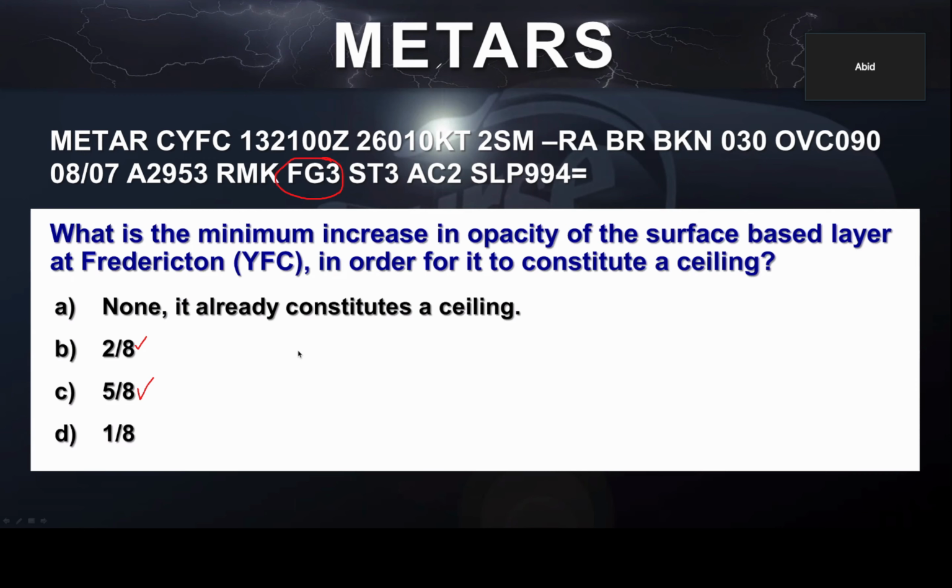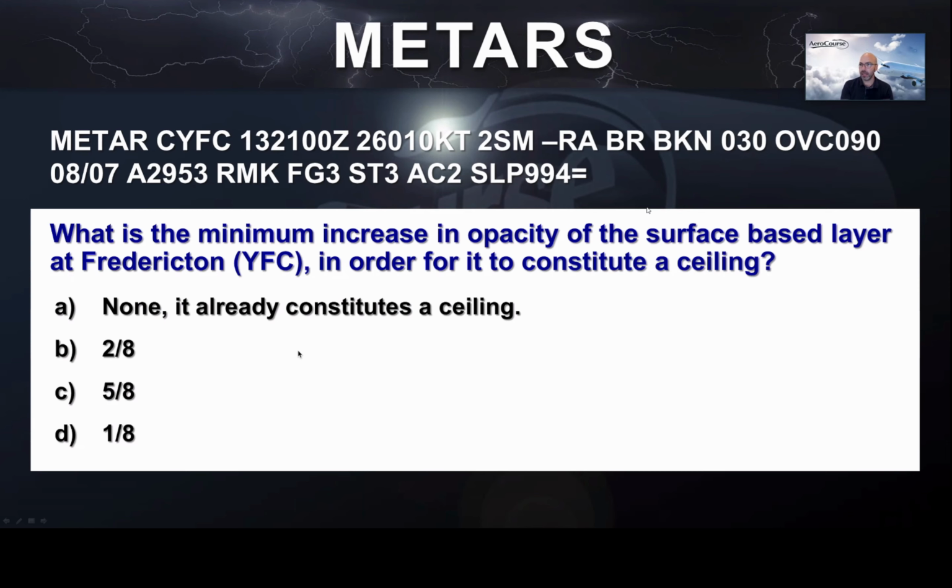To constitute a ceiling. Yeah. Okay, why does it need 8 octaves to constitute a ceiling? It could be 5 as well, so maybe 2 is more. Ground-based ceiling. It's ground-based. You're absolutely right. So under any other circumstances, a ceiling is considered broken or overcast, right? So broken is 5/8 and overcast is 8/8.